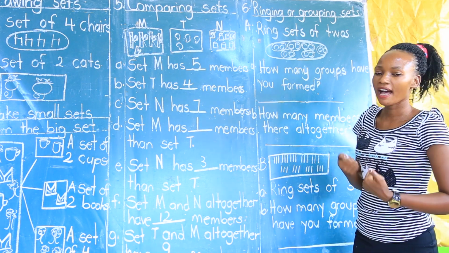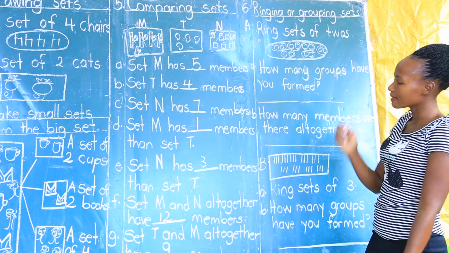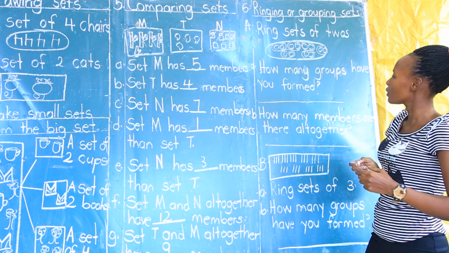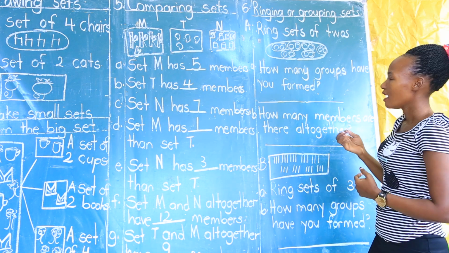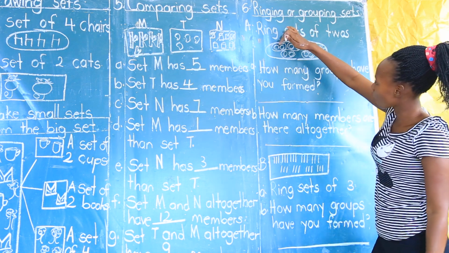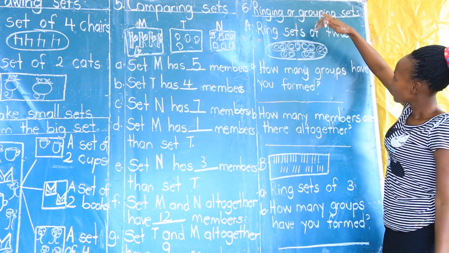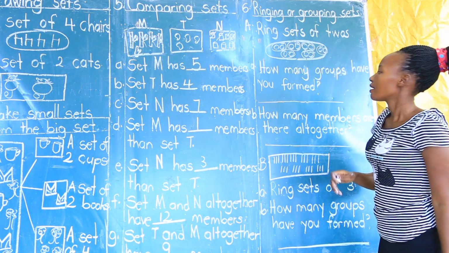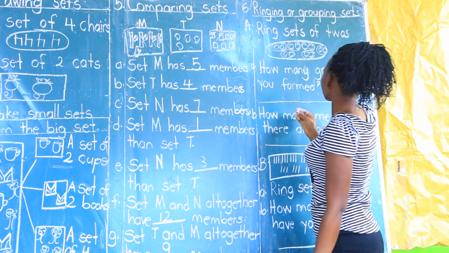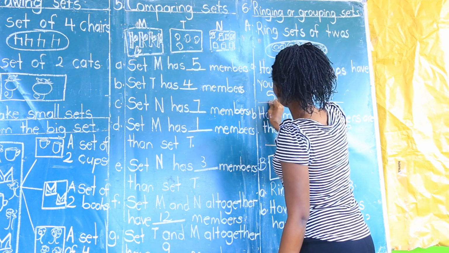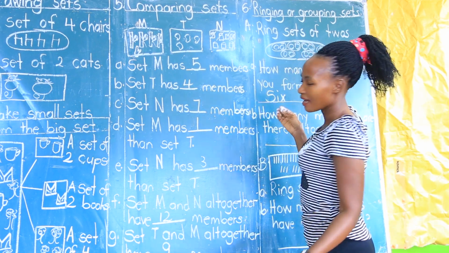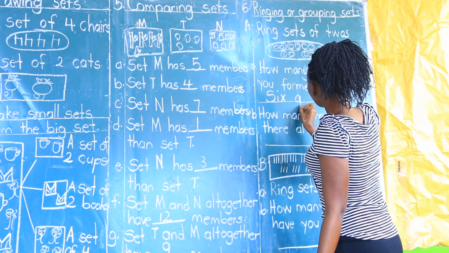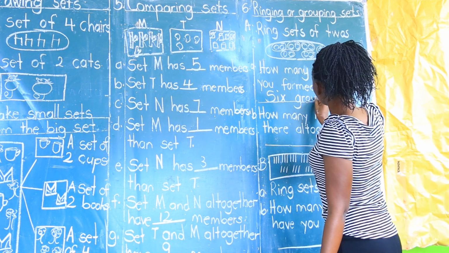How many groups have you formed? Back to this big set. How many subsets have we formed? Or how many groups have we formed? Now let's count them. This is one group, 2, 3, 4, 5, 6. Now we formed 6 groups. Let's use the word here. You can either use the figure or the word. Those are the groups which we've formed.